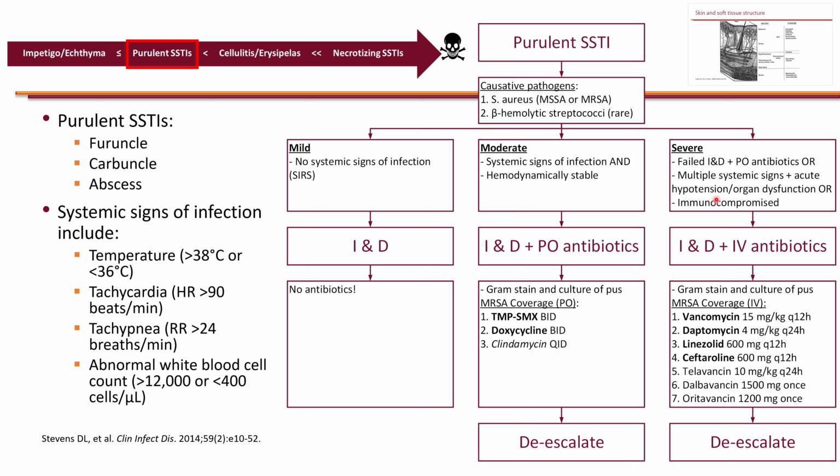Or if somebody had multiple systemic signs or plus acute hypotension, organ dysfunction, or if somebody is just immunocompromised. So if it doesn't have any of these, purely if a patient is just immunocompromised, we will consider that the severe infection, and they will have to receive IV antibiotics. And again, antibiotics are targeting MRSA. So our drugs of choice are vancomycin for the most part, but also daptomycin, linezolid, ceftaroline.